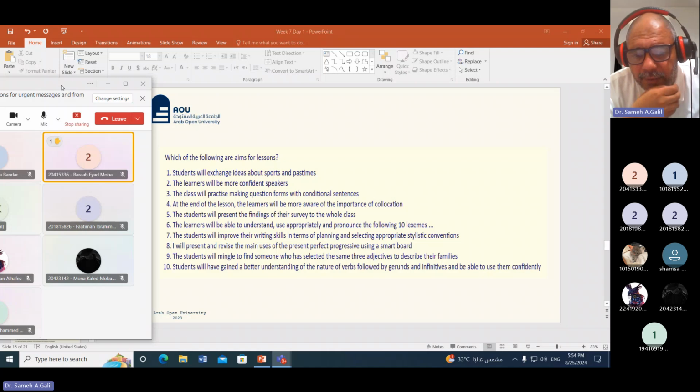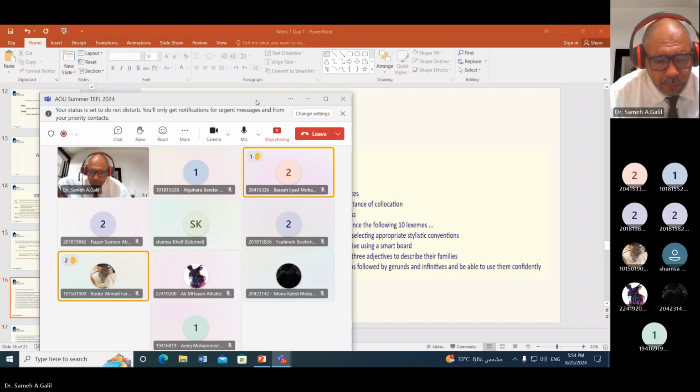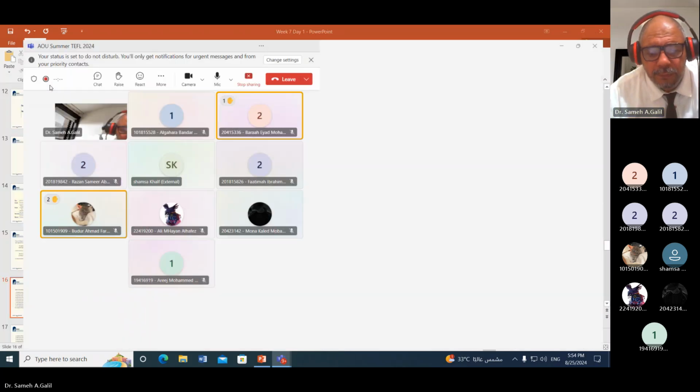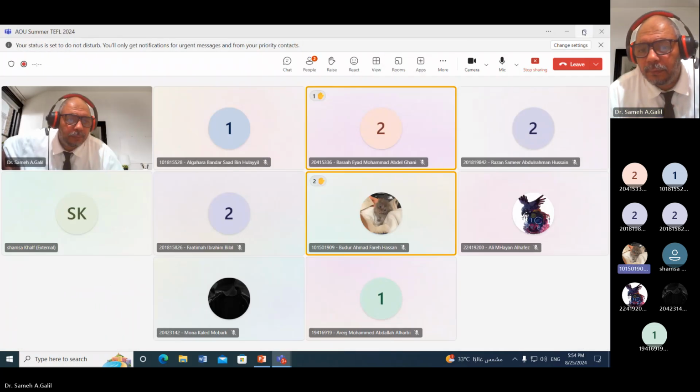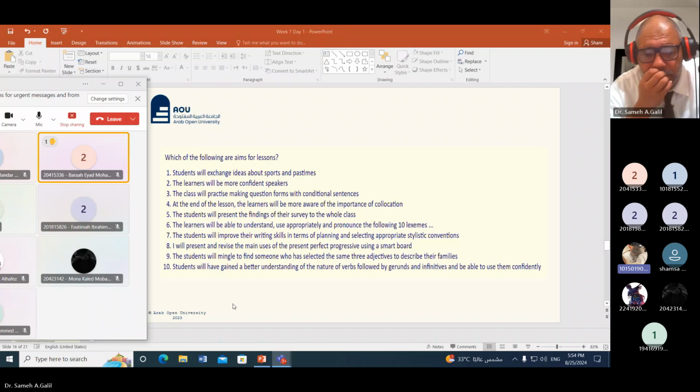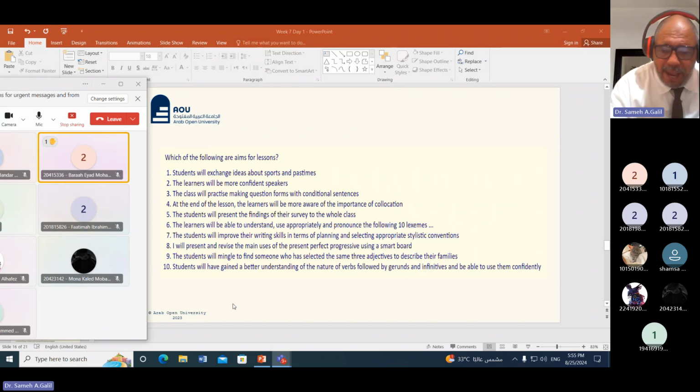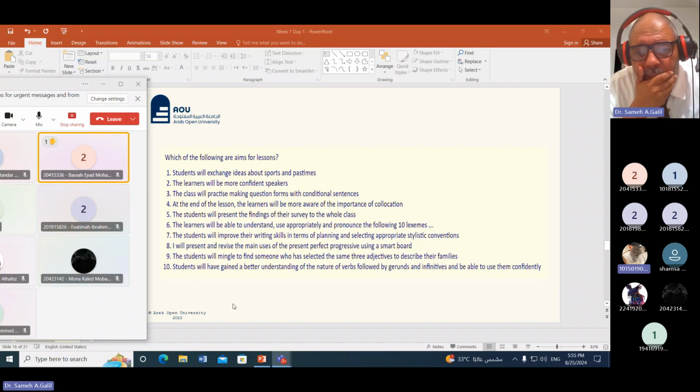At the end of the lesson, the learners will be more aware of the importance of collocation. Budur? I think that would be an aim. Yeah. At the end of the lesson, the learners will be more aware of the importance of collocation. If I ask how, this will be a procedure. Yes. Got it. Okay, five. Fatma?